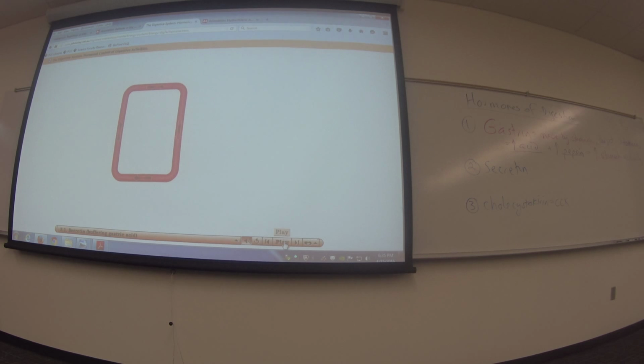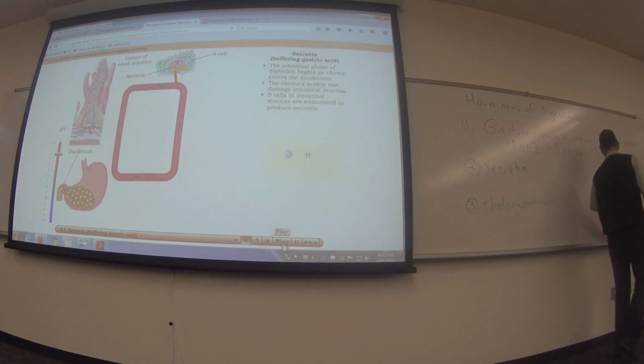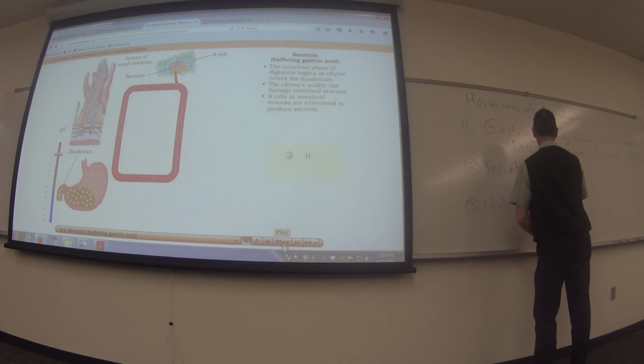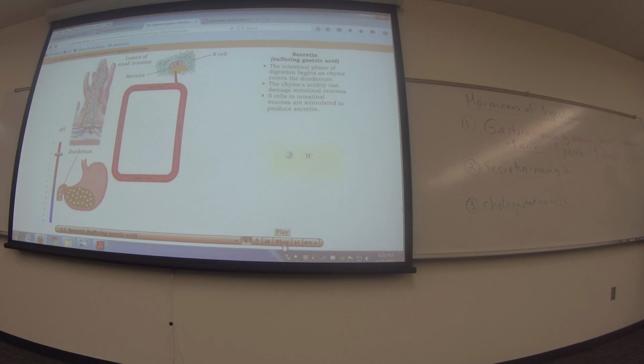Secretin. The hormone secretin affects the intestinal phase of digestion. Acidic chyme entering the duodenum is potentially damaging to intestinal mucosa. To counteract the acidity, S cells in the intestinal mucosa release secretin into the bloodstream. So where's secretin made? In the S cells of the small intestine. It's made by the small intestine, whereas gastrin is made by the stomach. Where's it going to go? Let's find out.